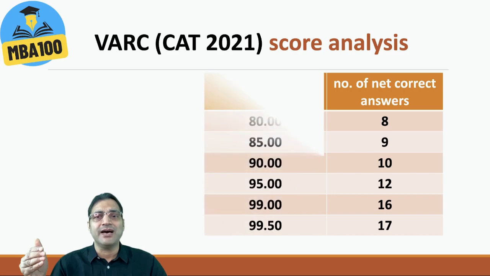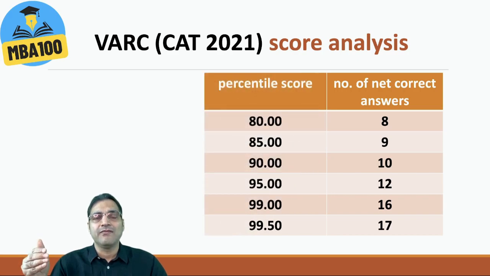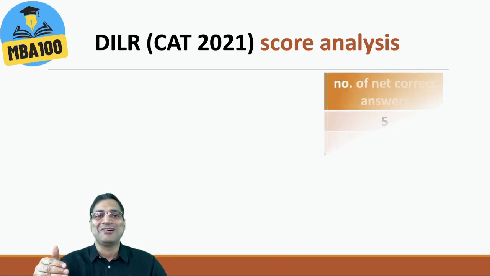How was the scene in VARC? Okay. For net 8 correct answers, 80 percentile. Wow. And for net 12 correct answers, 95 percentile. But beyond that, in order to reach 99 percentile, you needed to take a quantum jump. So 12 correct answers for 95 percentile, but 16 correct answers for 99 percentile. All right.